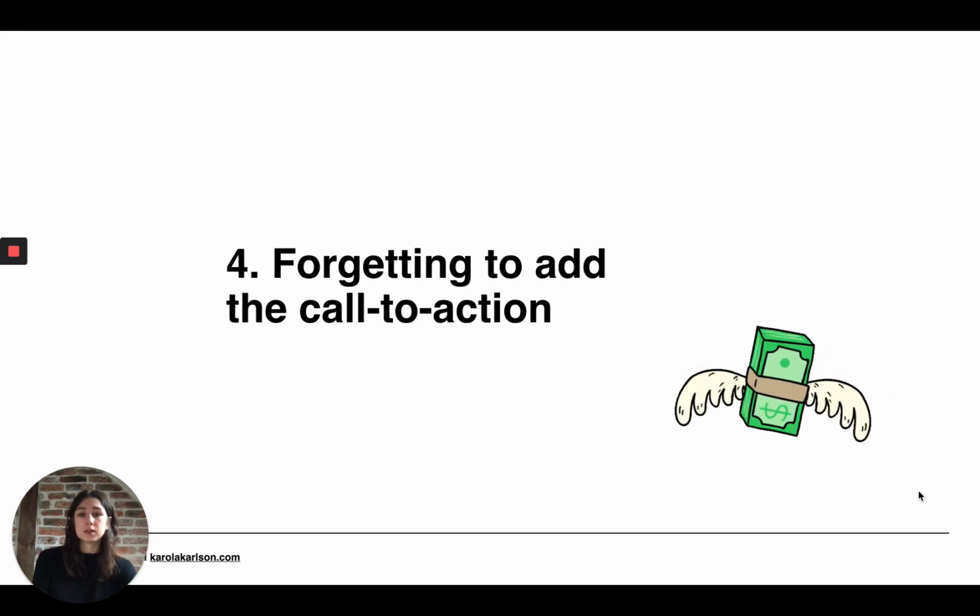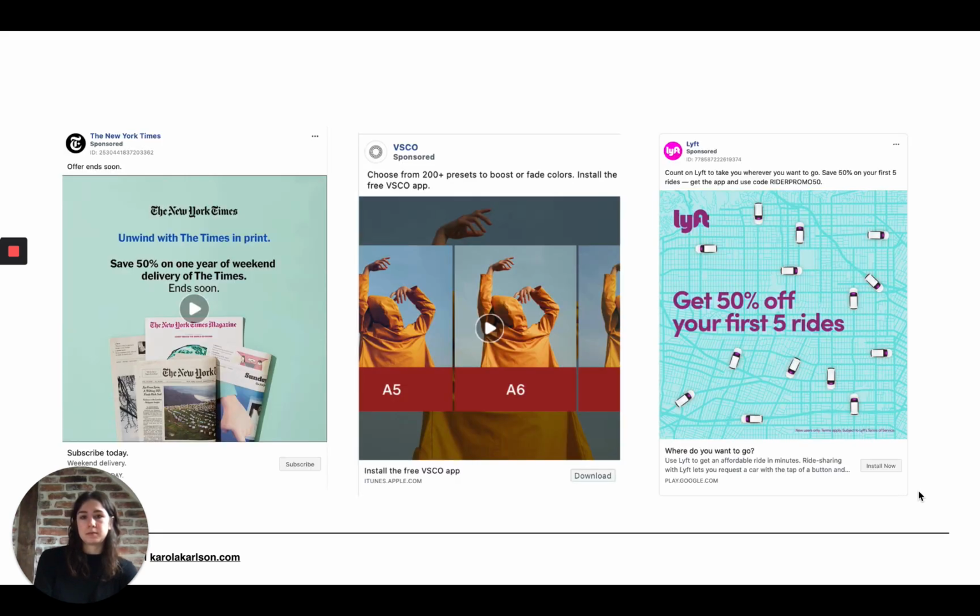Okay, speaking of swipe ups and call to actions, a lot of advertisers actually forget to add that. So you really need to let people know what you expect them to do next. Here are some good examples. The New York Times is offering a limited time discount, and the ad's headline, which is here, "Subscribe today," tells clearly what the next step is.